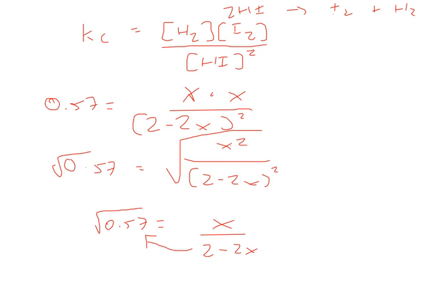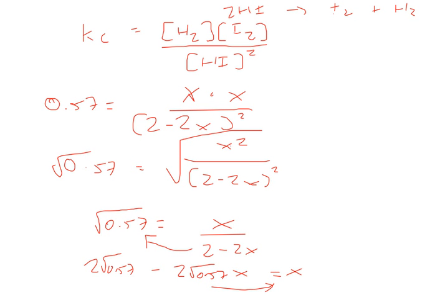Anyways, I'm not going to solve the whole thing, but do you guys get the way of how you'd solve for x from here? You'd get 2 times 0.57 minus 2 times 0.57x equals x. You'd bring that to the other side, you'd divide, and you get your answer. So really that's it. That's what we've learned so far, those two concepts.